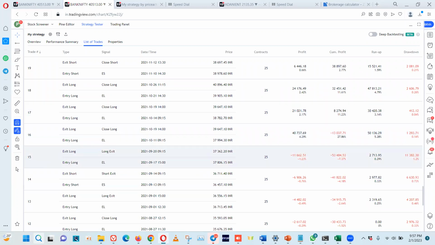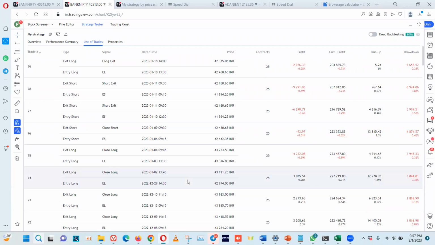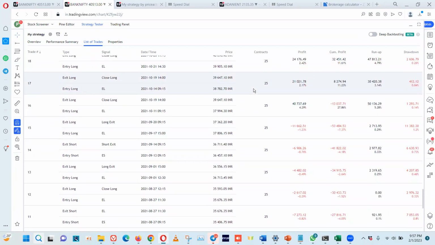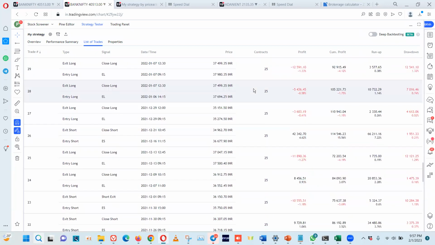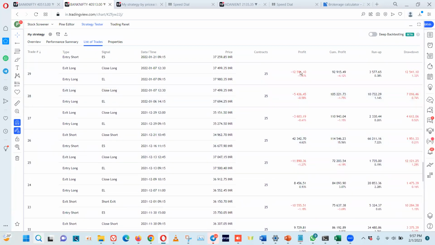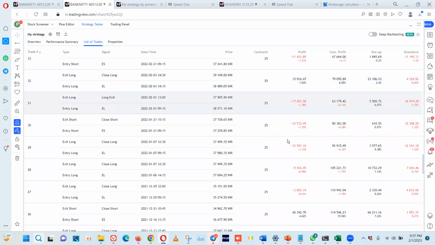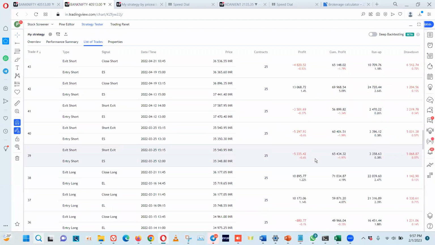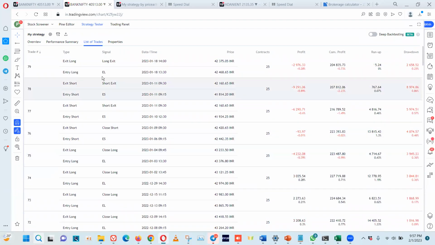Just in 2 trades, the losses of 15 trades have been recovered. So we have to analyze these things: how many trades were initially in losses and how many trades it took to recover the losses. And then we can see there are multiple trades which have given more losses. There are more losses than profits, but the profits are larger. So this way we'll have to analyze.